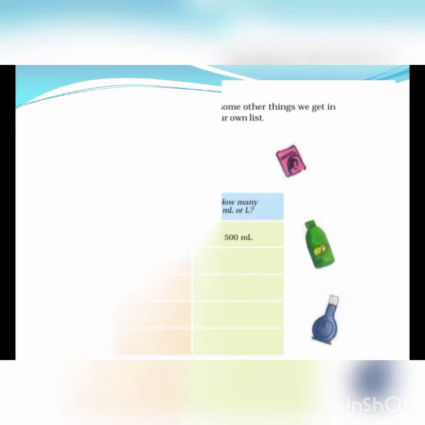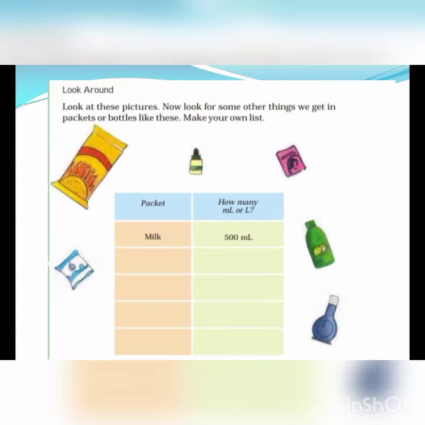Now let's do one activity from your textbook. You can find this activity on page number 74. Look at the following pictures. Now look for some other things we get in packets or bottles, like the following. Make your own list. Here you are supposed to make your own list. I have made one list. Let's see the list which is made by me.